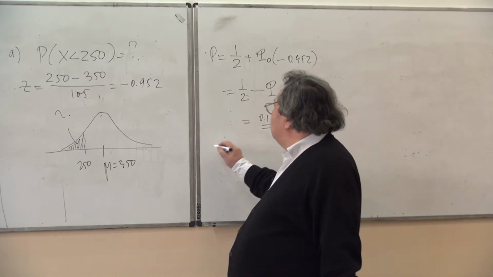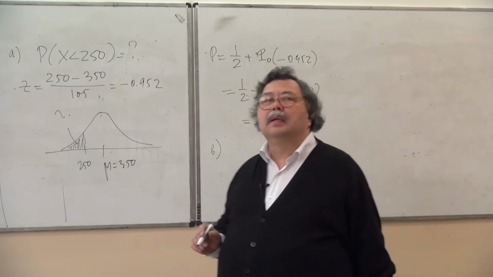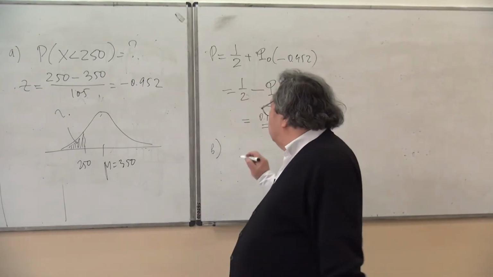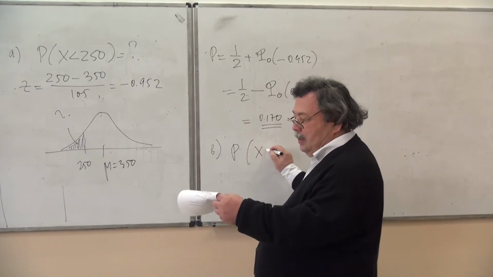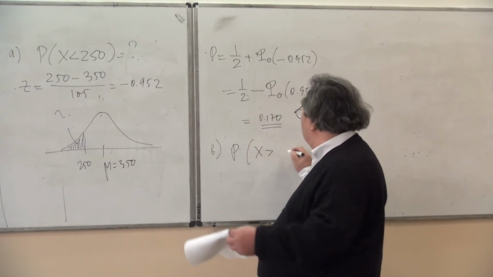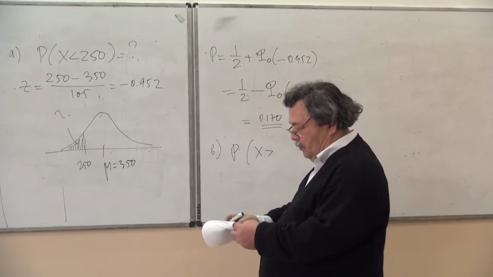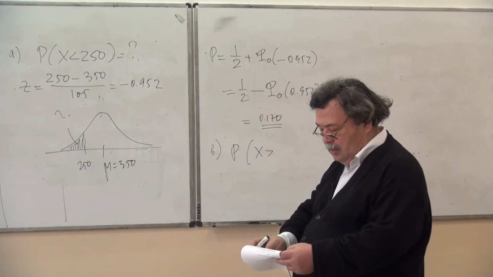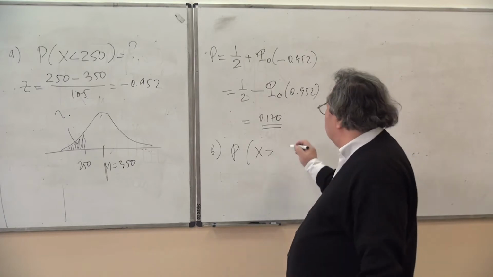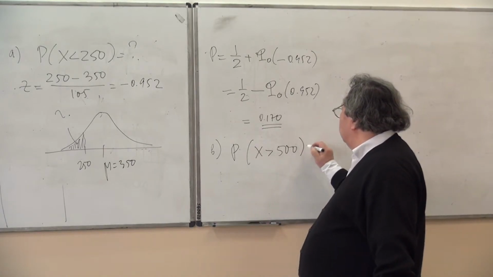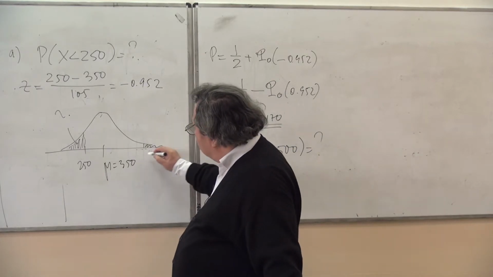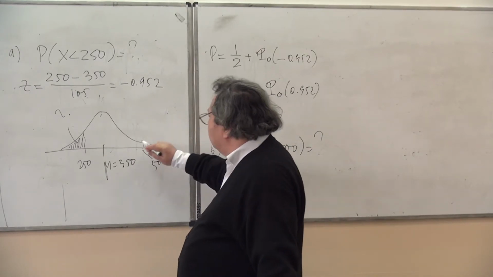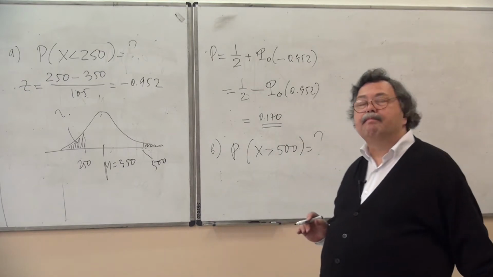All right, let's ask another question here. What's the probability that x is greater than 500? Okay. So now it's about this tail. If this is 500, we are talking about this tail. Okay.